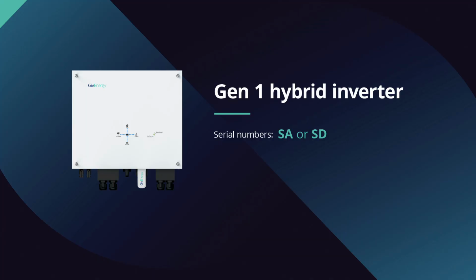So this video is specifically for the Generation 1 Hybrid GivEnergy inverter, which means the serial number must start with SA or SD. So that's Sierra Alpha or Sierra Delta.